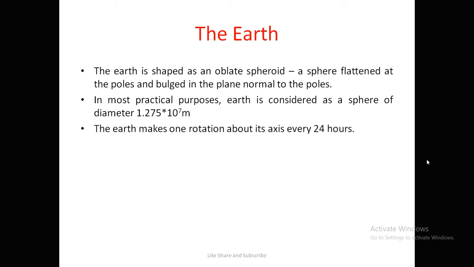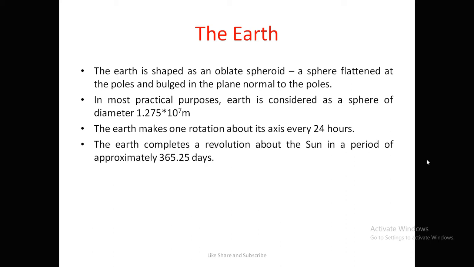The Earth makes one rotation about its axis every 24 hours, for one day. For one day, the Earth rotates around its own axis for one rotation. So obviously in this one rotation, the Sun will go, and again the Sun will come up to that point.